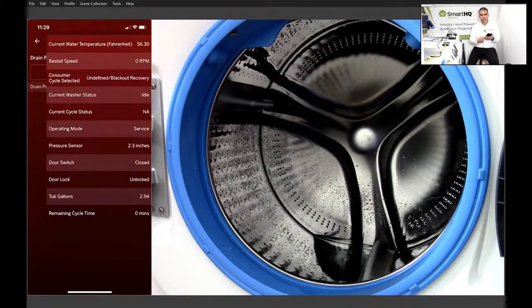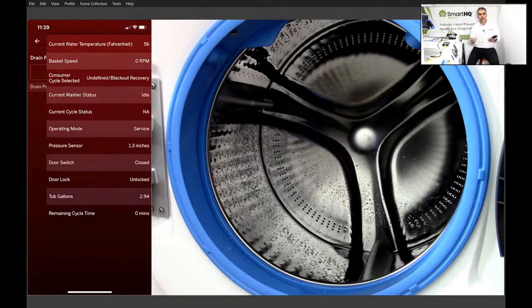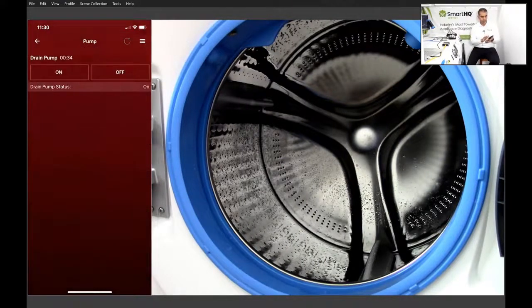You could have a no-fill condition, a no-drain condition, an overflowing of water condition where it may not have anything to do with the actual water that's in there, but rather what the pressure sensor is detecting. So that's why it's very important that you understand how to use this feature, because it's going to save you a ton of time.